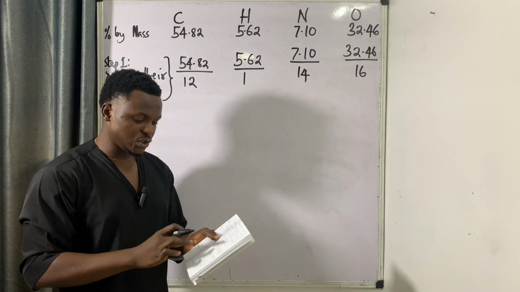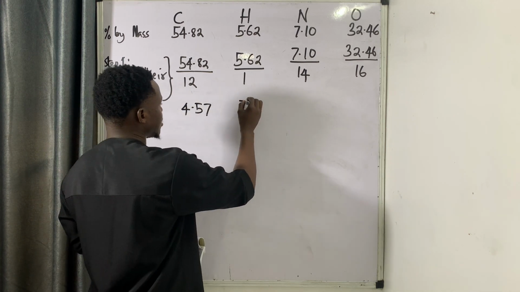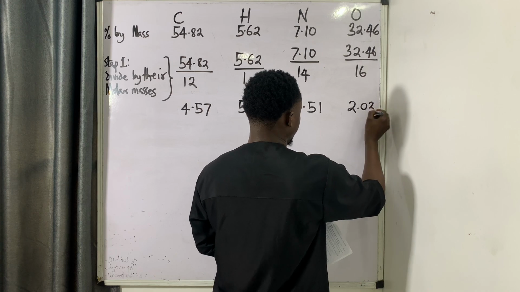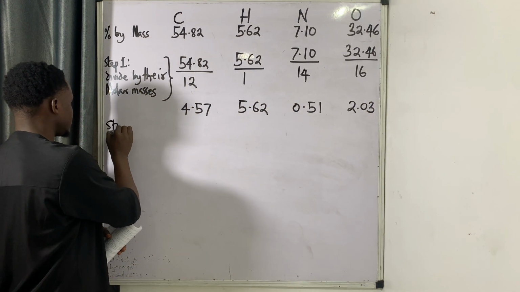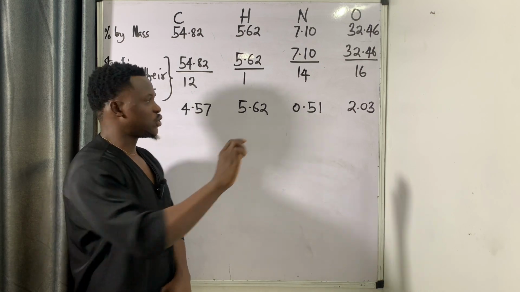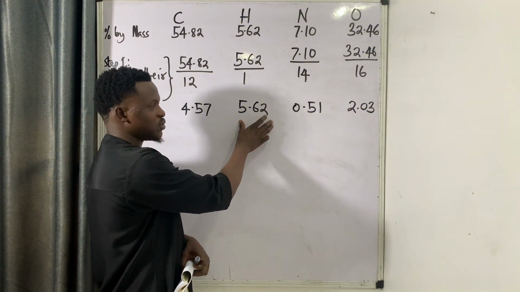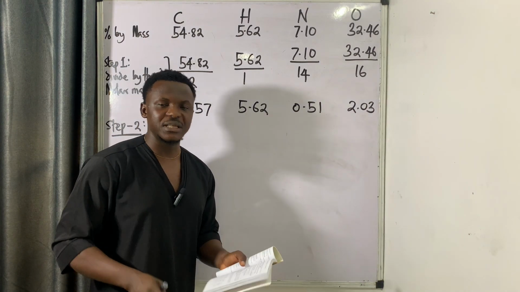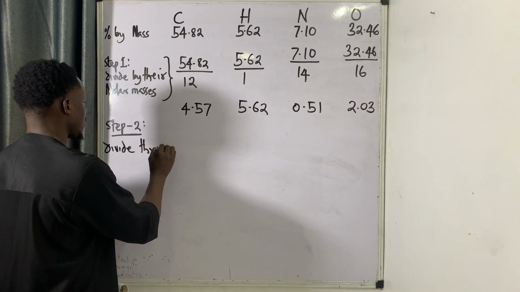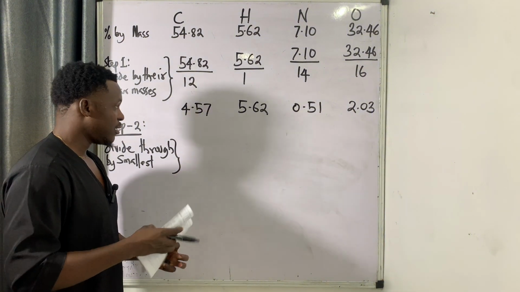Okay, I already solved this, so I will just put out the values. So this will give us 4.57. This will give us 5.62. This will give us 0.51. This will give us 2.03. Okay, so our step 2 is to look for the smallest amongst all of them. Use that smallest value to divide through. So if you look at the answers we got from this, 4.57 for the first one, 5.62, 0.51, 2.03. Now this 0.51 turns out to be the smallest amongst all of them. So we're going to say step 2 would be divide through by the smallest.